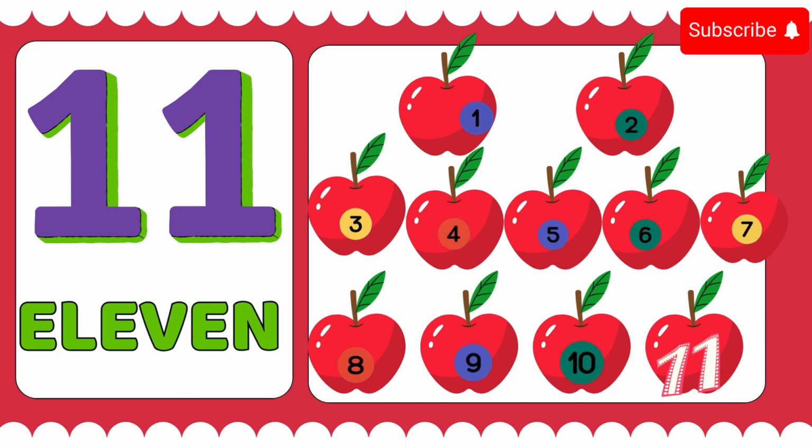11. Can you say it with me? 11. The spelling of 11 is E-L-E-V-E-N. Let's count apples. 1, 2, 3, 4, 5, 6, 7, 8, 9, 10, 11. 11 apples.